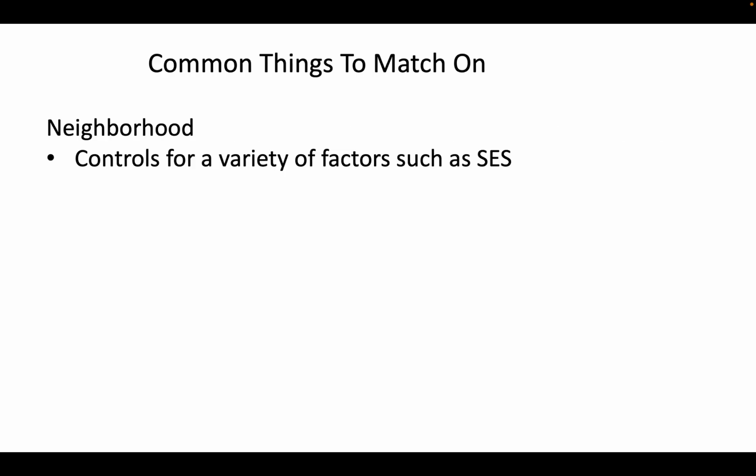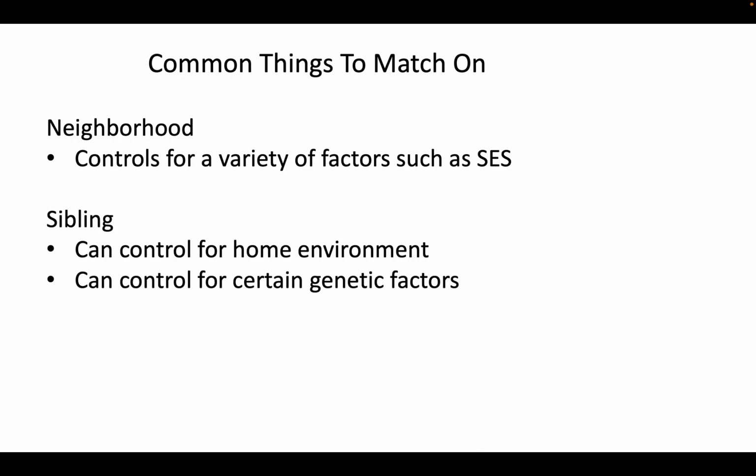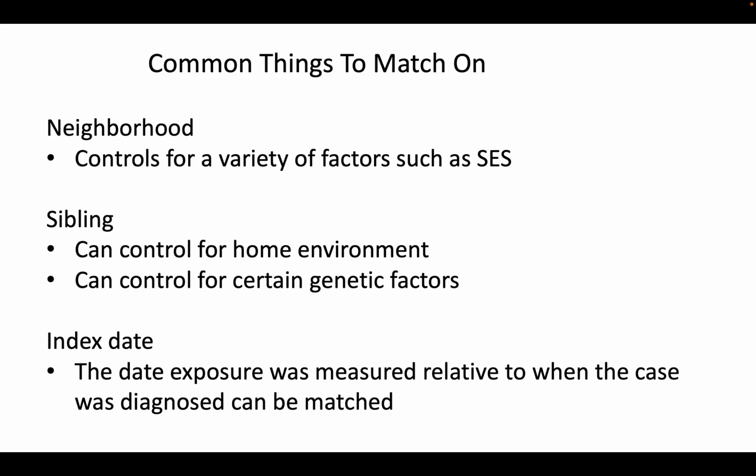Some really common things to match on are neighborhood, because there's a lot that's similar for people who live in the same neighborhood. They might be exposed to the same pollution, they might be of similar socioeconomic status, and so on. So controlling for neighborhood can control for all of these other things that are harder to measure. Controlling for siblings is great because you can control for a bunch of genetic factors, as well as both nature and nurture in a lot of ways. And I already talked about controlling for an index date. If time is important in some way, like storage of specimens, controlling for that time can be done by matching on some index date.